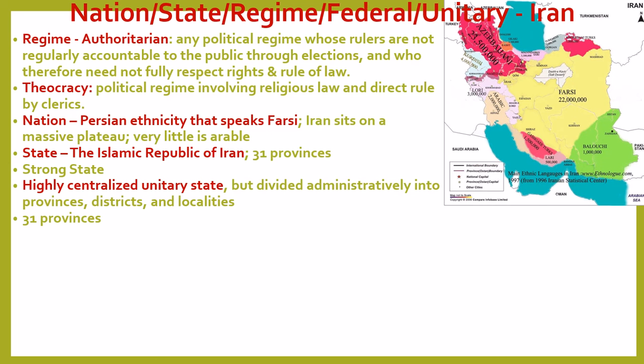The state is the Islamic Republic of Iran, which was established in 1979 with the revolution. It's a strong state, with 31 provinces, and it is a highly centralized unitary state. So here is our definitively highly centralized unitary state. It does have administrative separation into provinces, districts, and localities, but none of them really have executives or legislatures. So it is a highly centralized unitary state.